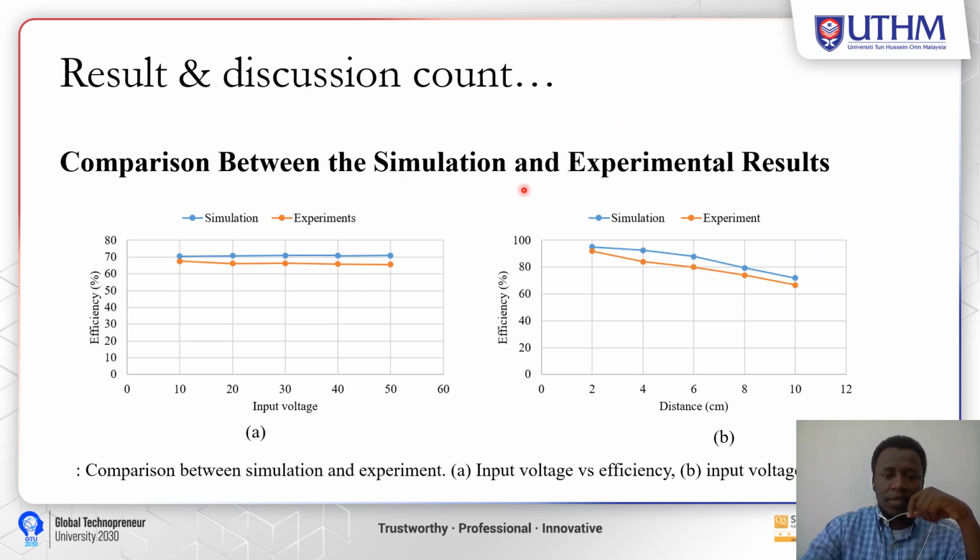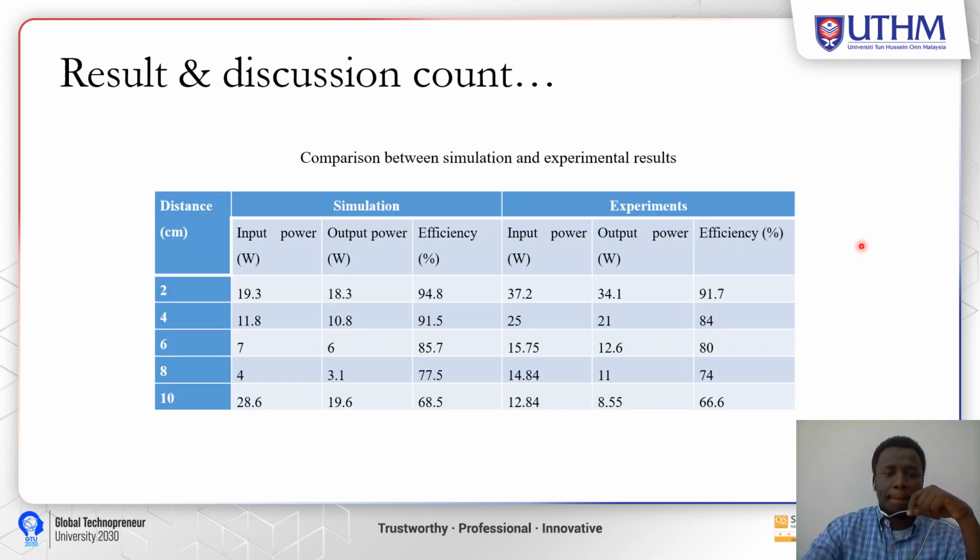And this is the comparison between the simulation and experiment. We can see that the simulation is a little bit higher compared to the experiment for the efficiency, and also the distance. The simulation has a better output result. And this is also a table showing the simulation and experiment. You can see the efficiency for the simulation is around 95%, whereas the experiment is just 91% when the distance is 2 cm, and the simulation is 66% and the experiment is 68% when the distance is 10 cm.